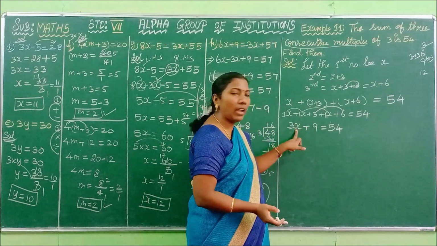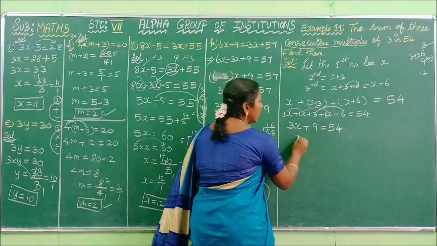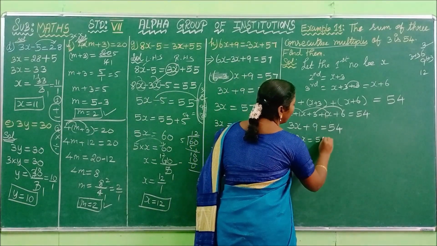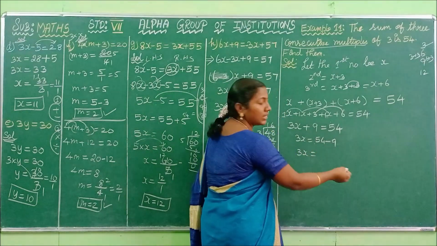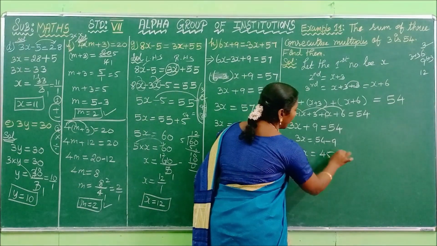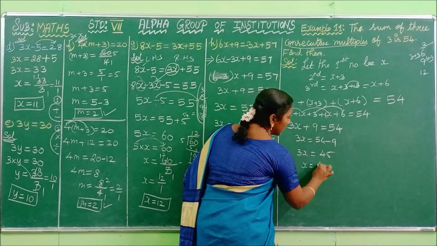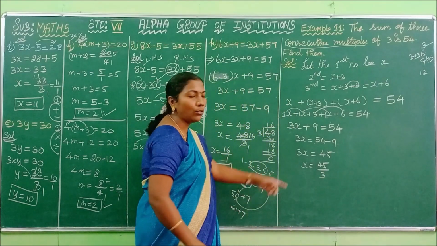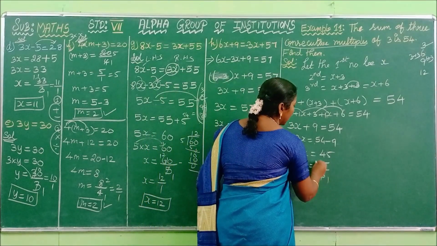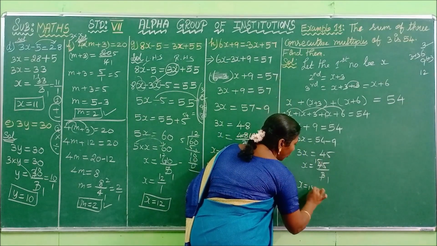In order to find the value of x, you have to take the 9 to that side. So 3x equal to 54 minus 9. What is your answer? 54 minus 9 is 45. To find the value of x, we bring the 3 to this side as a division. So 45 by 3. Now we divide: 3 ones are 3, remainder 1, 5 threes are 15. Thus x equal to 15.